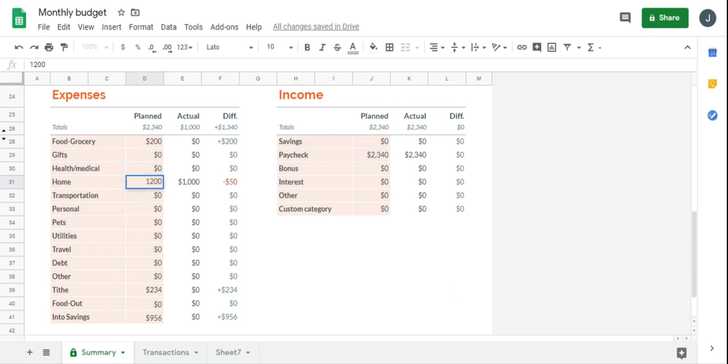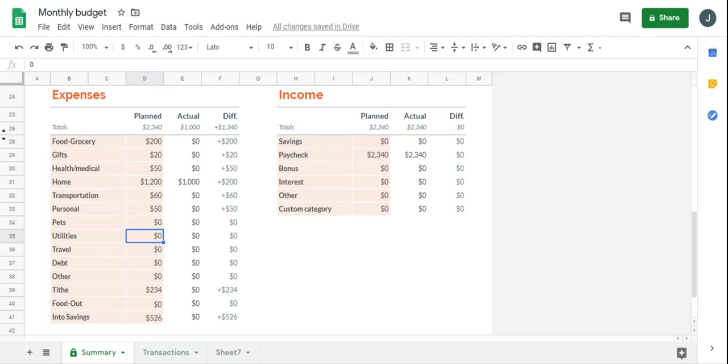Home, let's say rent, 1,200 is a pretty standard value for rent. Gifts, let's say you set aside $20 a month. Let's say you're just saving up for Christmas and maybe the occasional birthday or anniversary. Health medical, let's say you're setting aside like $50 because you don't know what's going to happen, especially with the way the world is going right now. Transportation, let's say you have $60. Personal, you just put like $20 aside each month. You could actually, let's say 50, to be fair.